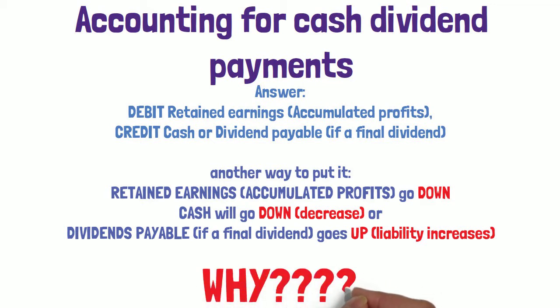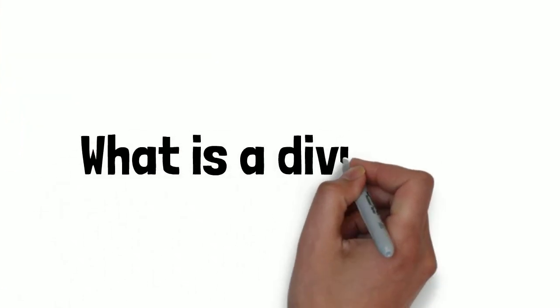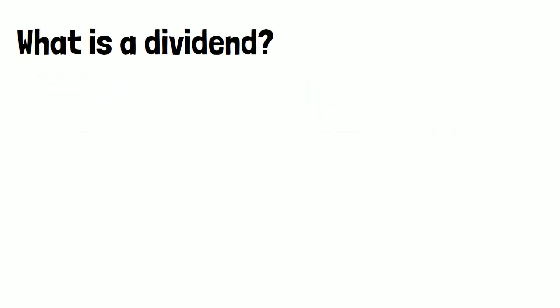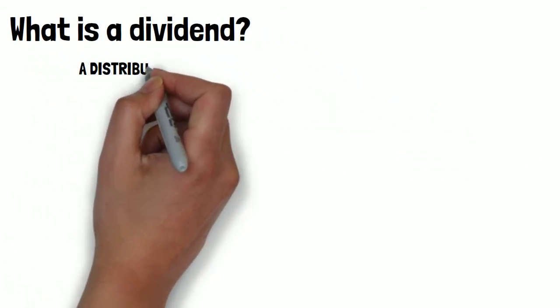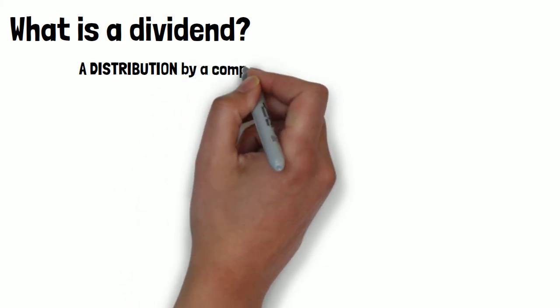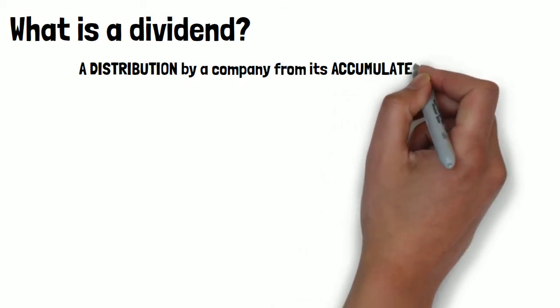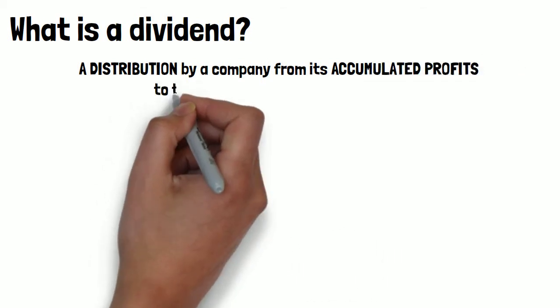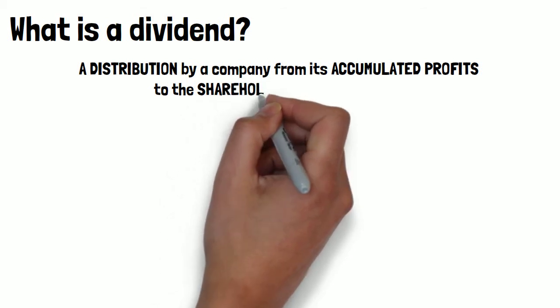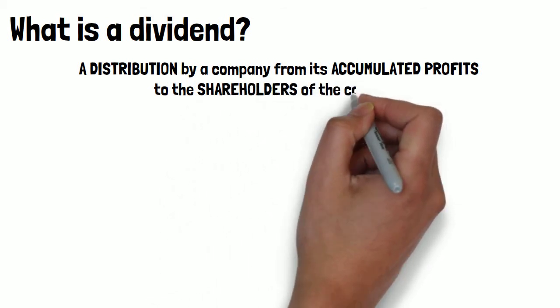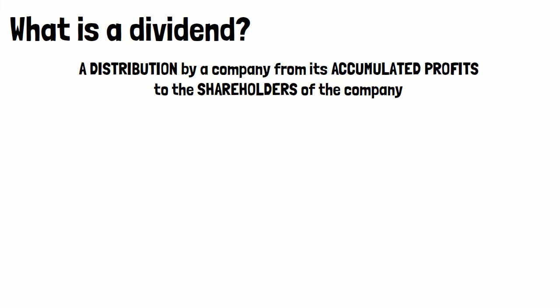Now, why is this? Why is it going to retained earnings is the question a lot of you may be asking. Well, for that we need to figure out what a dividend really is first. A dividend is defined as a distribution by a company from its accumulated profits to the shareholders of the company. Okay, a distribution by a company from its accumulated profits to the shareholders of the company.